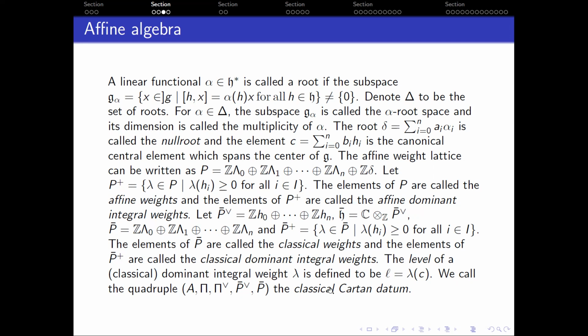The level of a weight is the integer lambda(c), c being the center, that we will usually denote by l. This is called the level of the weight.